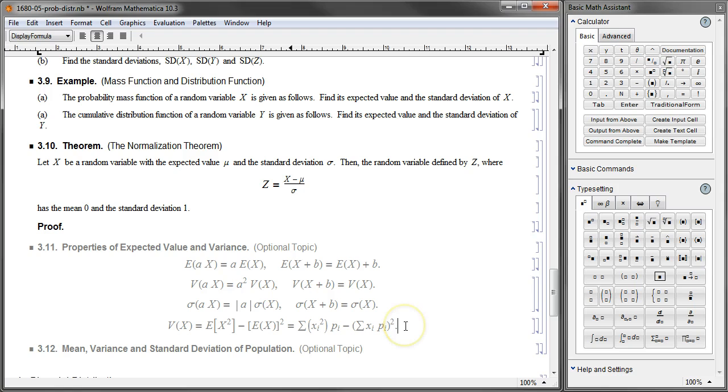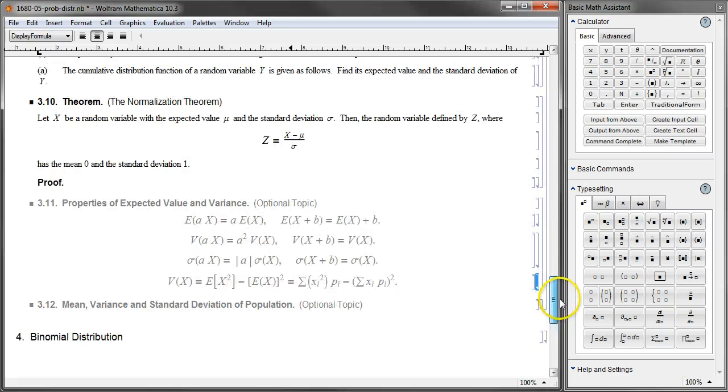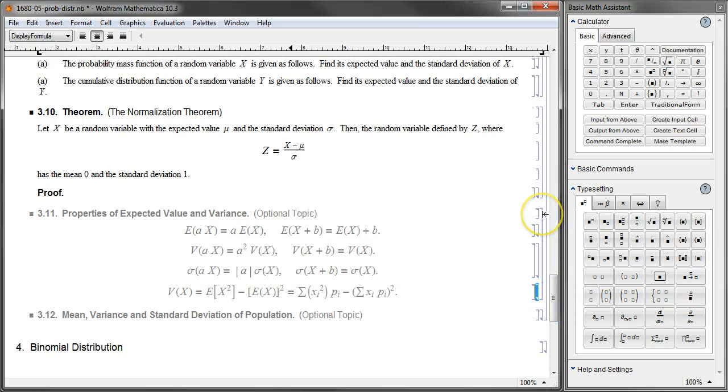And a final property here, well, you can actually prove it rigorously if you're interested in this kind of thing, but I don't see any interest here, so I'll leave it as an optional topic for interested students.